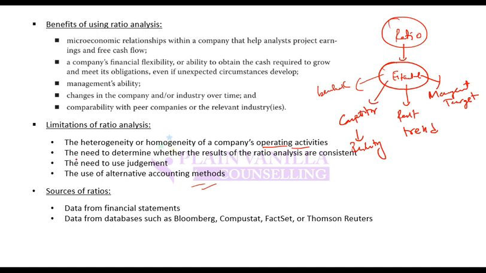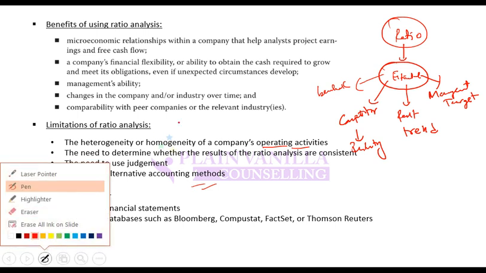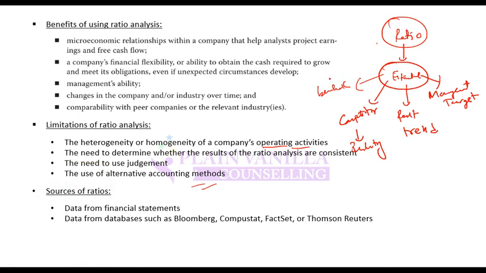But obviously there are many benefits as well, and ratio analysis is very important. What are the benefits? It helps you understand microeconomic relationships within a company, and those relationships can help you forecast earnings and free cash flow. So for example, profitability ratios will help you forecast earnings once you have forecasted sales. Maybe past growth in sales would help you forecast future growth in sales.